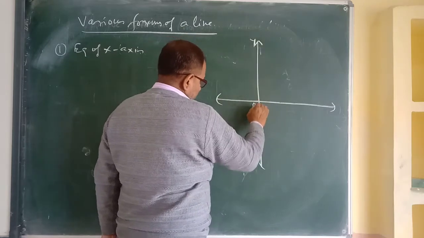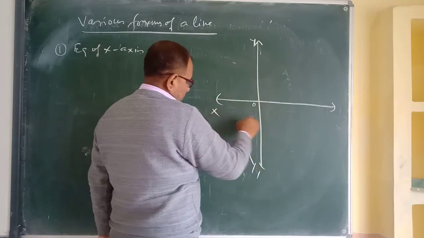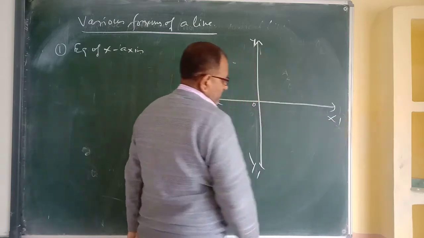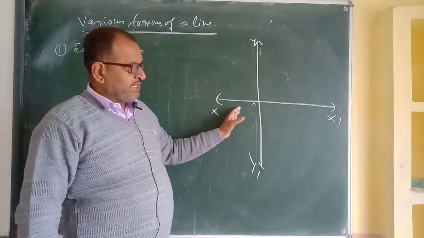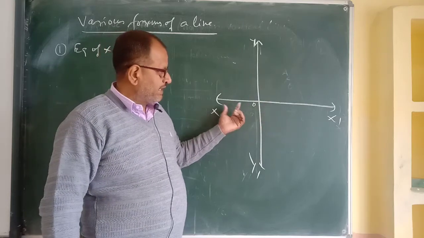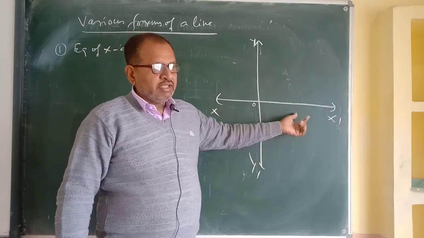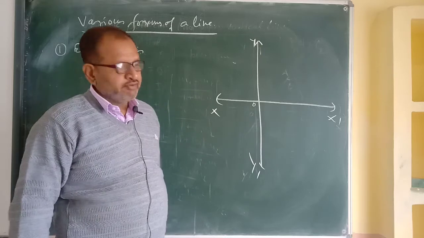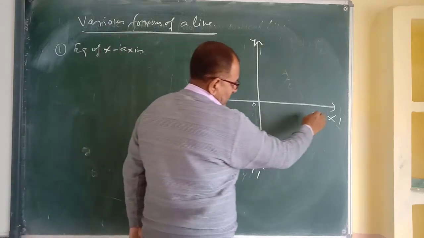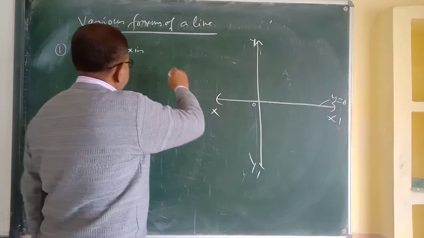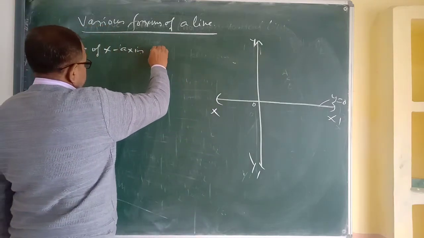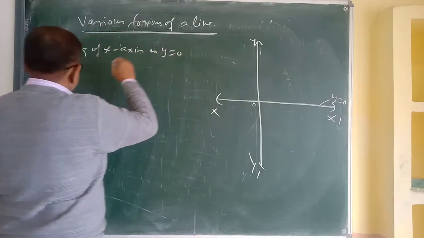Let us suppose this is y-axis, this one x-axis. We know that every point on x-axis is what? x comma 0. We can take any point on x-axis, x comma 0 means y component will be 0. So equation of x-axis is what? y is equal to 0.